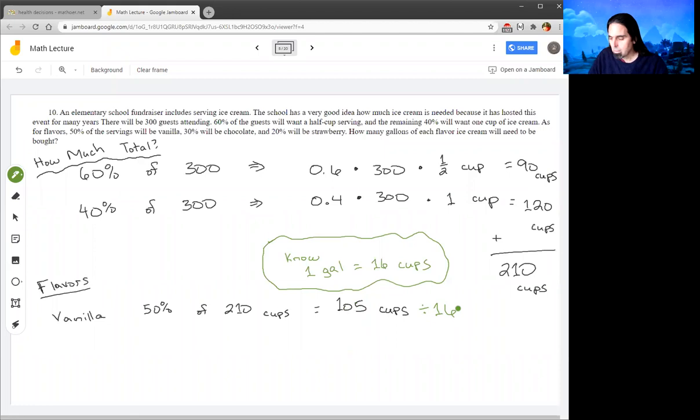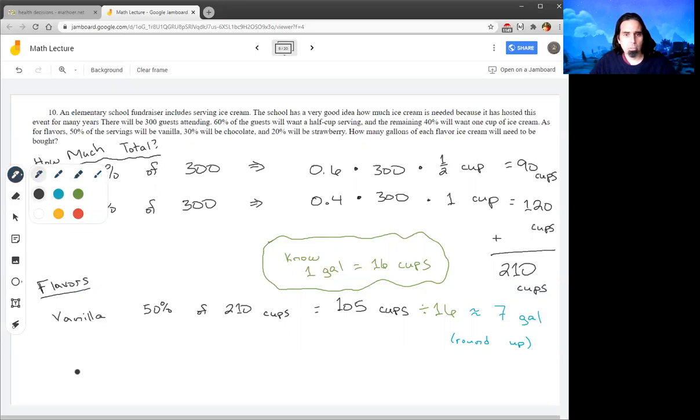And get 6 and a bit. So I'm going to round to, it's 6.56. I'm just going to say 7 gallons. And I'm rounding up. And I'm rounding up because I'm shopping. I don't want to run out of ice cream and disappoint people.